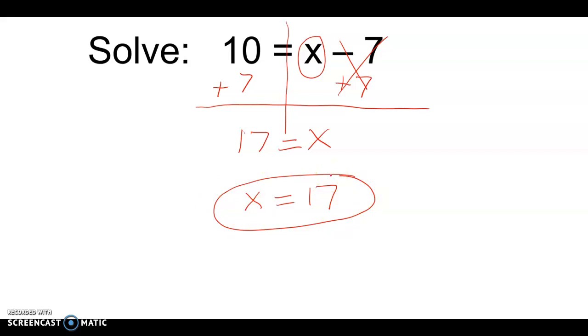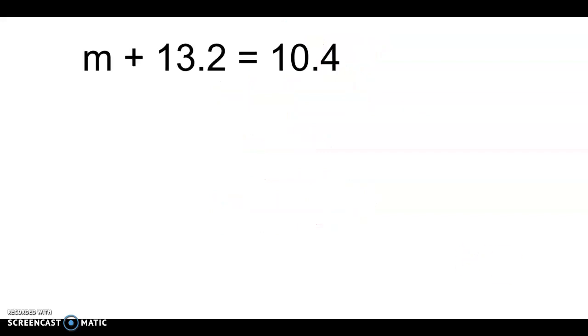So again, make sure you circle your variable term, and you have to get rid of whatever's next to the variable term. So let's go ahead and look at the next one. So you gotta turn your page. So we have m plus 13.2 equals 10.4. So I circle my variable term, and I have to get rid of the plus 13.2. So I go minus 13.2, and I go minus 13.2.